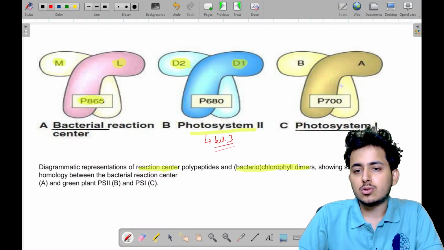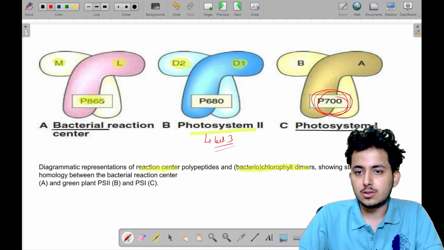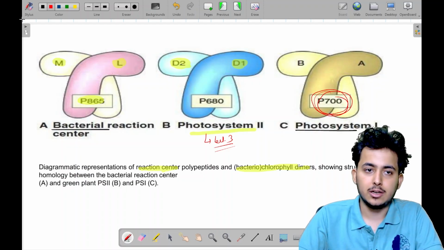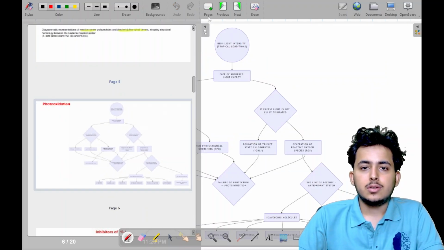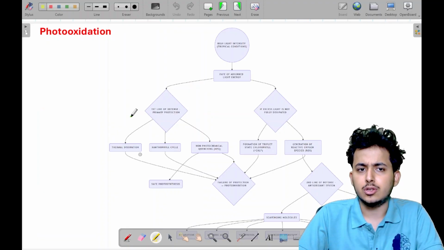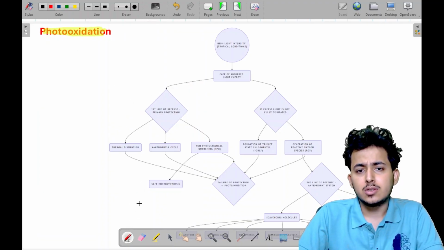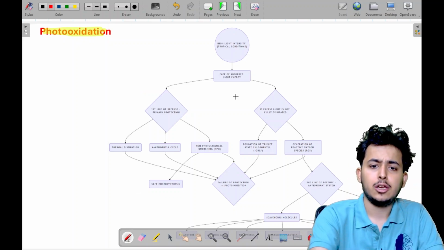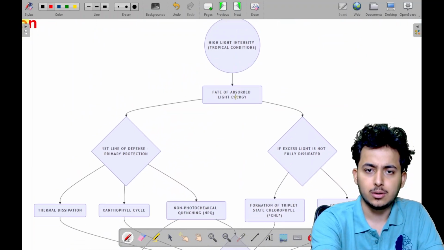Then you have photosystem 1, that is P700, in which you have the A and B subunits. So basically this is the overall structural similarity. And then, if you see it further, there is a phenomenon called photooxidation. This photooxidation is a very important phenomenon. Let me tell you what happens in photooxidation. Let us zoom into this flow chart and understand everything in detail.